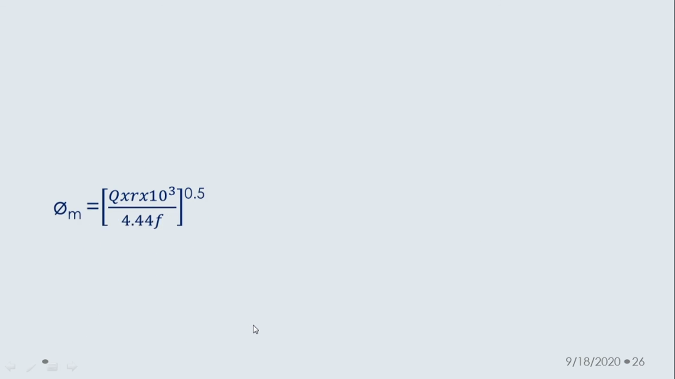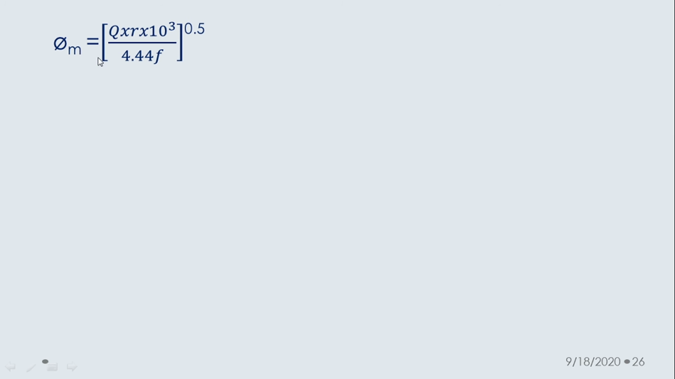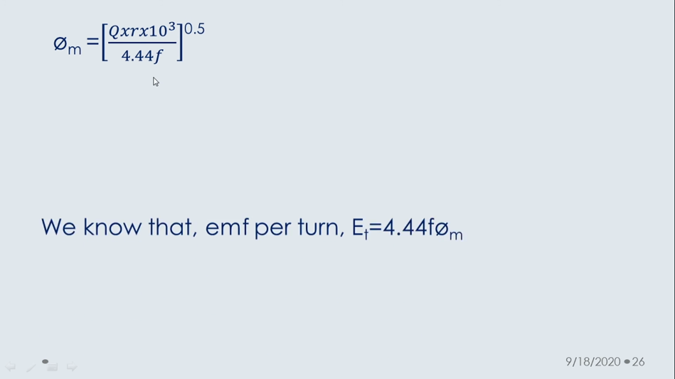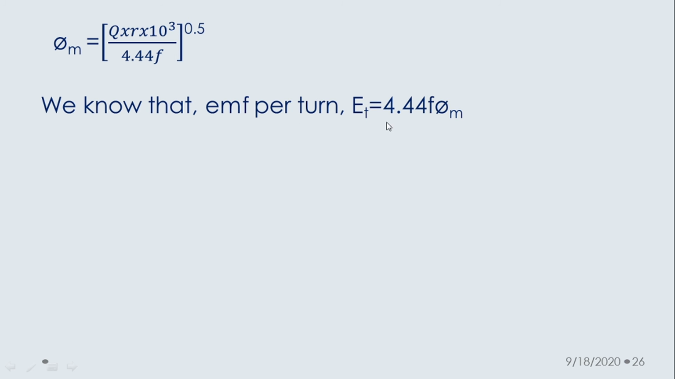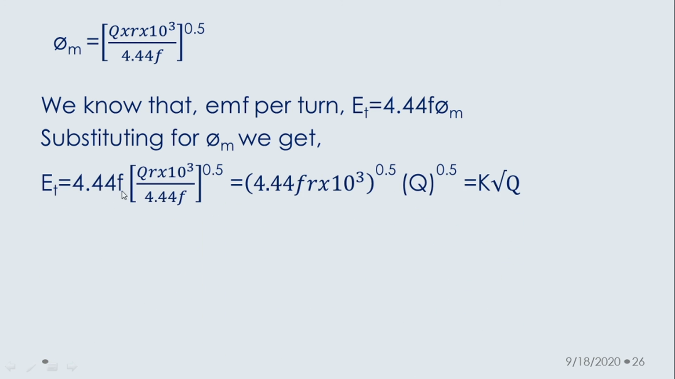So phi-m squared equals QR divided by 4.44 F into 10 to the power 3. If you take the square root, phi-m equals the square root of QR into 10 to the power 3 divided by 4.44 F. We know that the EMF per turn equation is Et equals 4.44 F into phi-m. Substituting the value of phi-m, you will be getting Et equals 4.44 F into the square root of QR into 10 to the power 3 divided by 4.44 F.